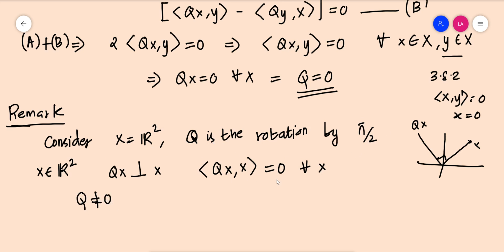So this is a particular example in which inner product ⟨Qx, x⟩ is equal to 0 for all x, but Q is not in general 0. So for X to be complex is an essential assumption in the previous lemma. When X is not complex, the result may not be true. This is a particular counterexample for that.